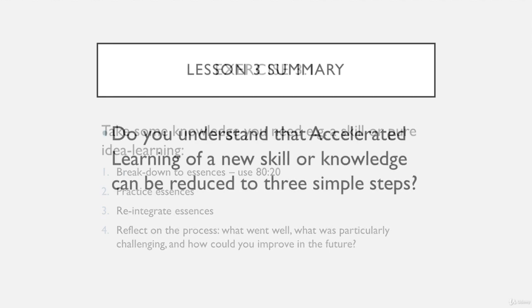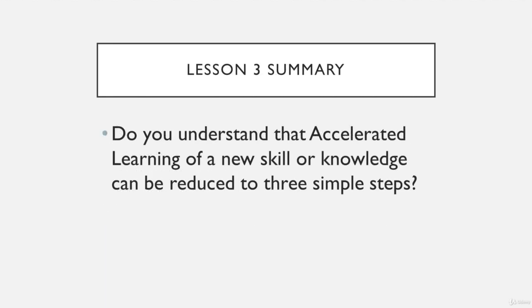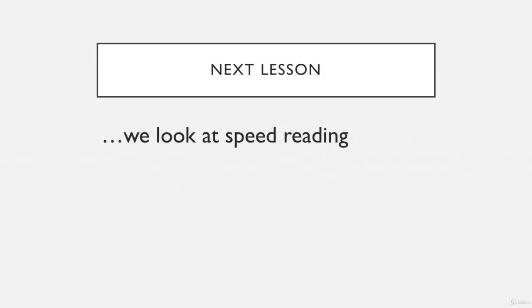Lesson 3 summary. Do you understand that accelerated learning of a new skill or knowledge can be reduced to 3 simple steps? So you're going to break down to the core skills, you're going to practice those core skills, so you're then going to reintegrate with the entire skill or knowledge. You can use the Pareto's rule or 80-20 rule to determine what you would most like to focus on. In the next lesson, we look at speed reading.